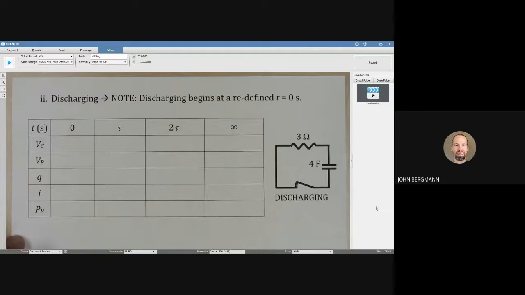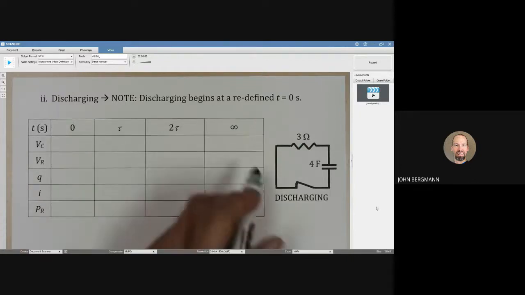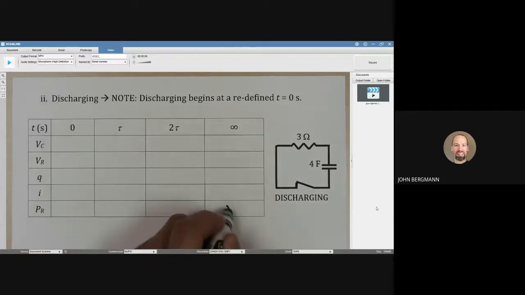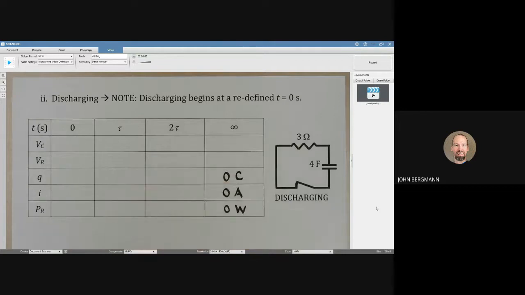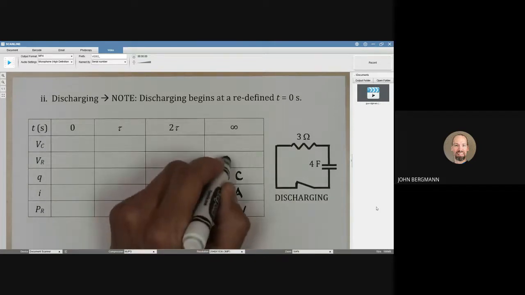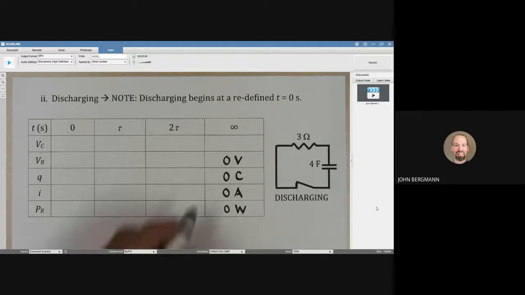And what do we know here? Well, can we put any zeros in here? How about at time equals infinity, there's going to be no power consumed by the resistor. There's going to be no current going through the circuit. There's going to be no charge on the capacitor plates. There's going to be no voltage across the resistor, and there's going to be no voltage across the capacitor. So goose eggs all the way down.